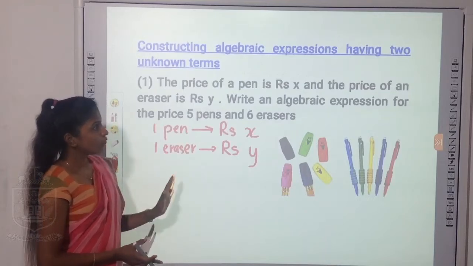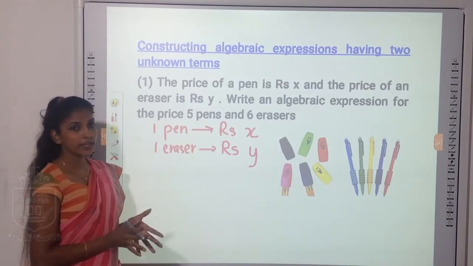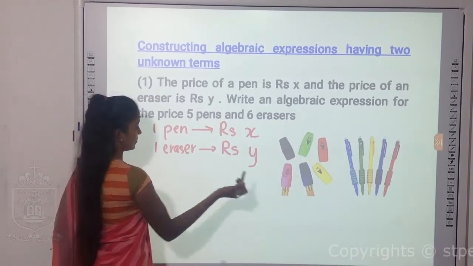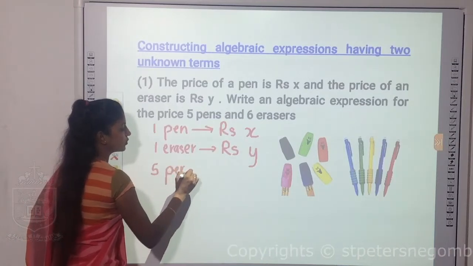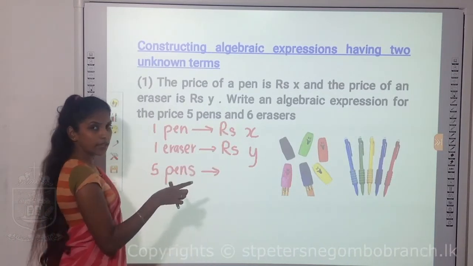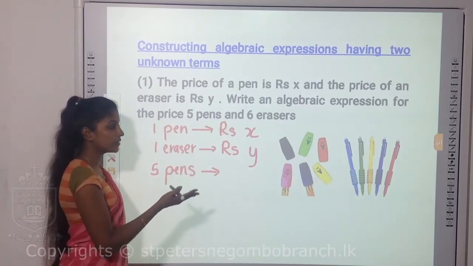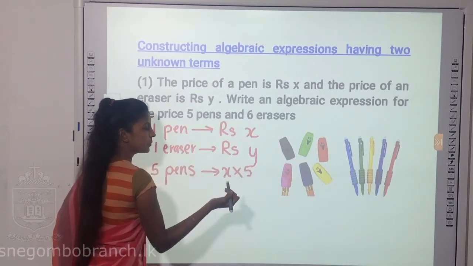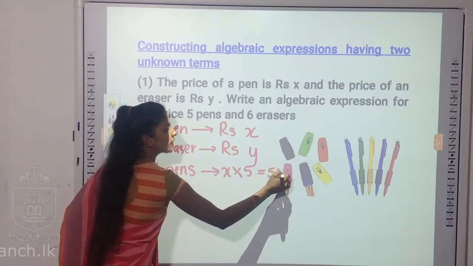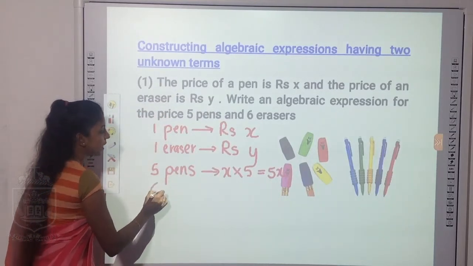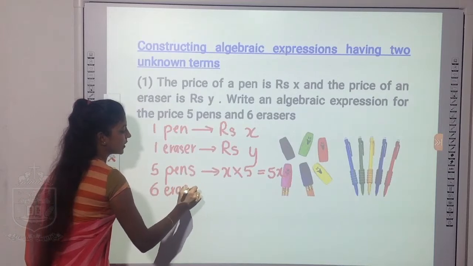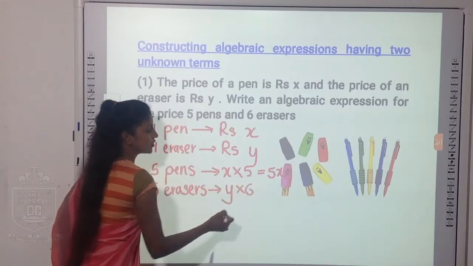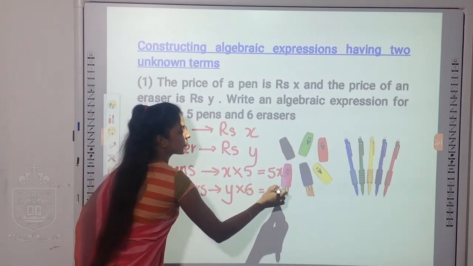So here, now you have to build up an expression for the price of 5 pens and 6 erasers. Now you are not going to buy only one, you are going to buy 5 pens, okay? So if one pen is x, 5 pens will be what? 1x times 5, so you can take it as 5x. And then you are going to buy 6 erasers. One eraser costs y rupees. You are going to buy 6 such erasers, which means 6y.